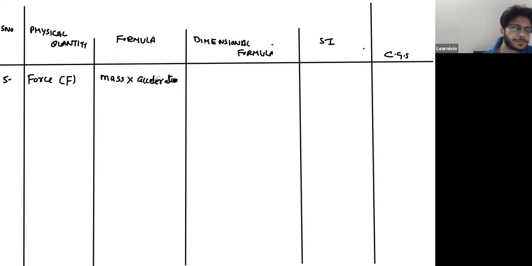Yes, Fatima. M1. Yes, mass is M1, right? And? L1. Okay. T raised to minus 2. Yes. Mass is M1 and acceleration is L1 T minus 2. So when we combine them, this is M1 L1 T minus 2. What about the SI unit?